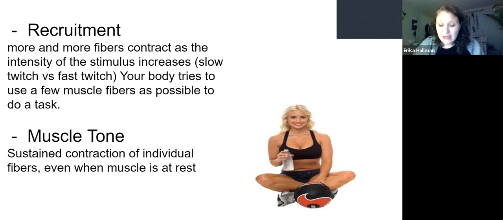Another term that relates to athletes is muscle tone. If you've ever done a really, really hard core workout, like maybe crunches and oblique exercises, then when you are finished with that workout, if you feel the muscles in your abs, they are tight.